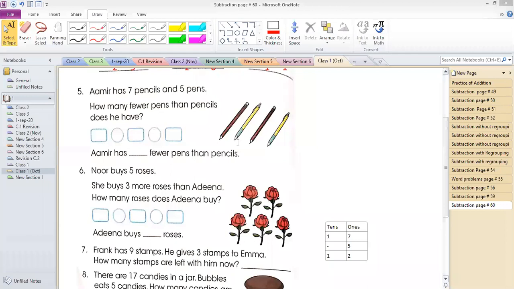Ahmed Muhammad. Question number 5. Amir has 7 pencils and 5 pens. Can you tell me how many fewer pens than pencils does Amir have? 2. Okay.